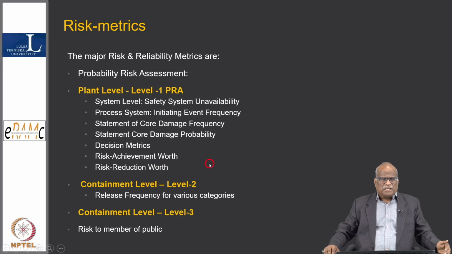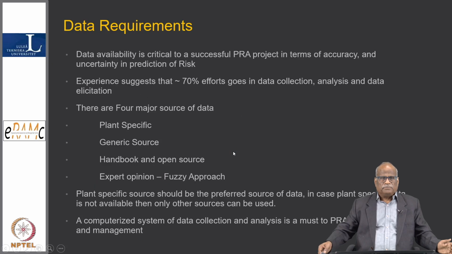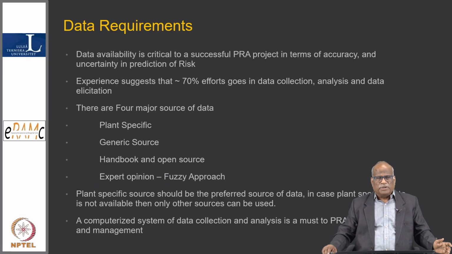Containment level 2 is release frequency, for a nuclear plant. But this particular metric becomes the final metric for any other chemical process plant and all that. And then finally, what happens in the public domain, this becomes the metric. So the containment word comes because of inside the containment, but if there is no containment, then a similar metric becomes applicable for level 3 actually. Now, data requirement.